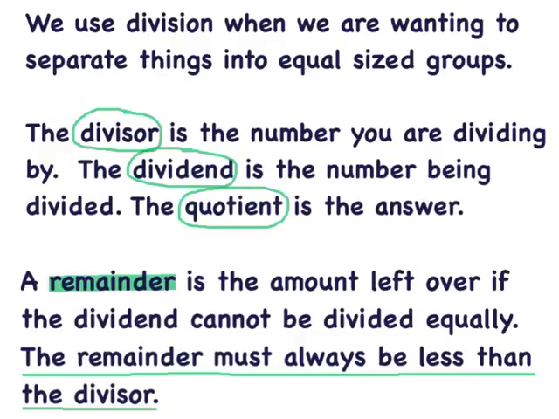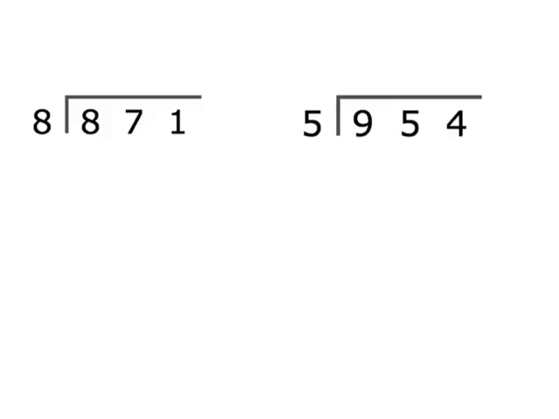Now, the only thing that's different about this one is that we're going to have a remainder. And like I said, the remainder is the amount that is left over if the dividend cannot be divided equally. The remainder must always be less than the divisor. This happens whenever you are, let's say, eating some pizza and you don't eat all of the slices, you have some leftovers. Well, your leftovers could never be more than what you started with. So a remainder is the amount that is left over after something has been divided. So we're going to try a couple of these.